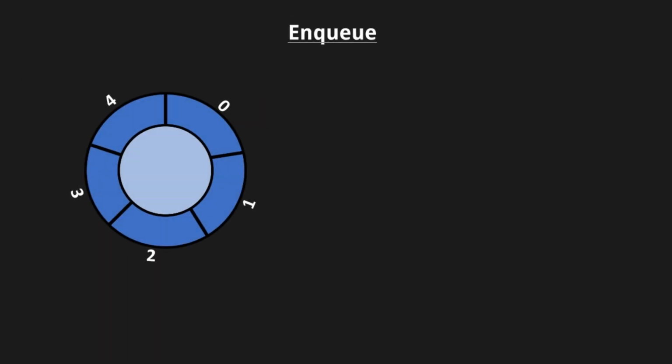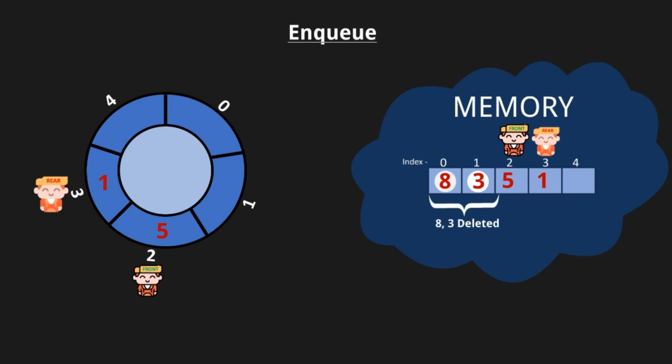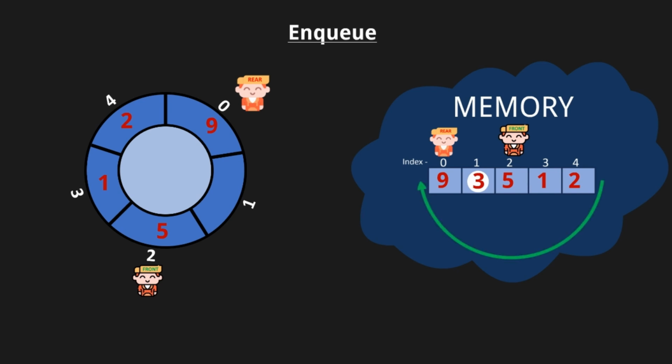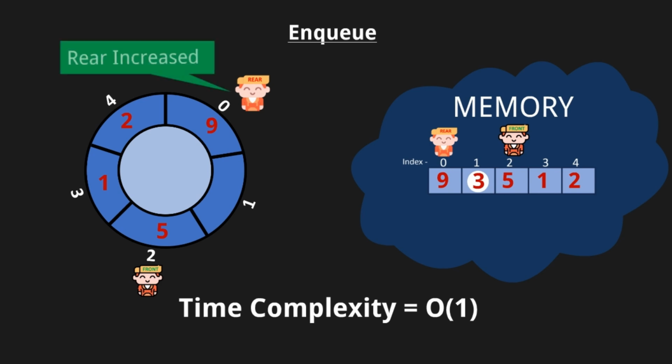When we define a queue using an array, memory gets allocated for it. When we enqueue an element, the rear value increases by 1. If we delete some elements from the front and the rear reaches the end of the array, it wraps around to the beginning, making use of the available space, provided there is any. In this case, the rear becomes 0 again. We simply find the correct index and insert the value. This process is very efficient, taking constant time, or big O of 1, because all we're doing is updating the rear value to either increase or reset, then placing the new element in the correct spot.